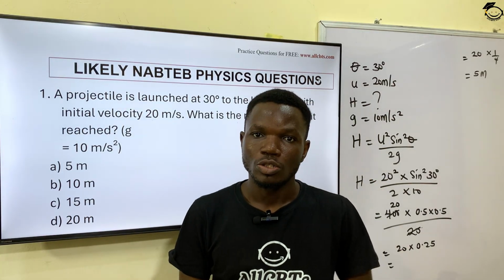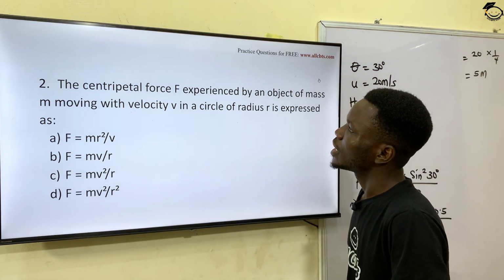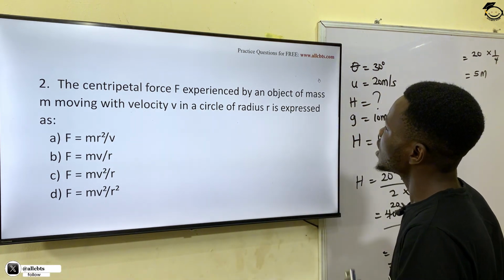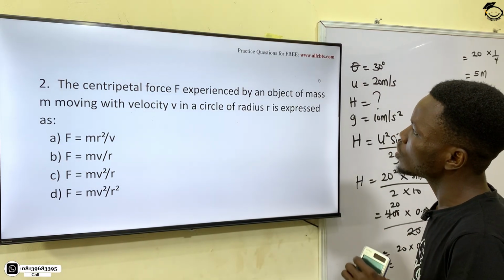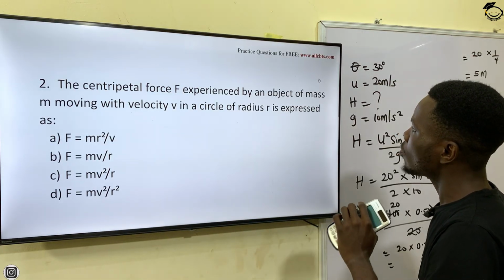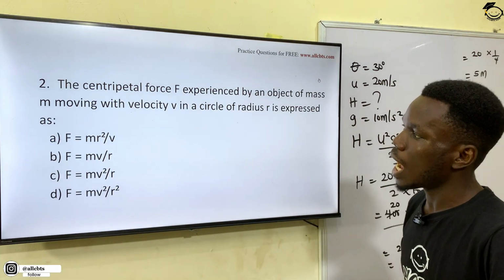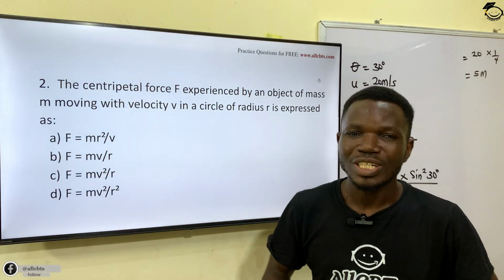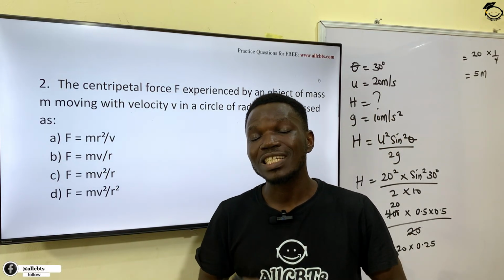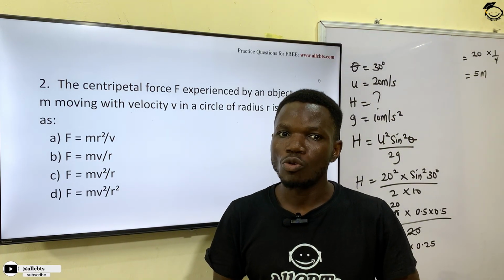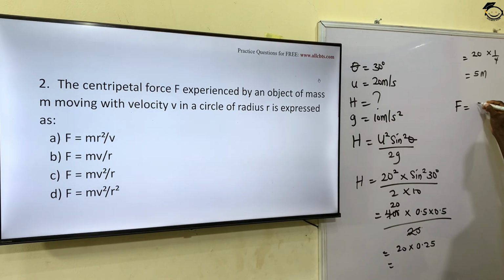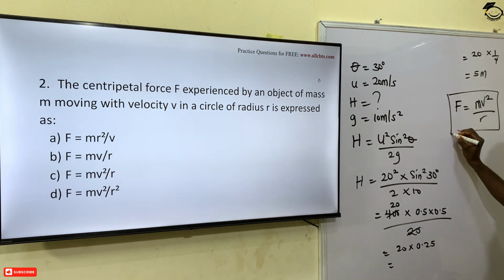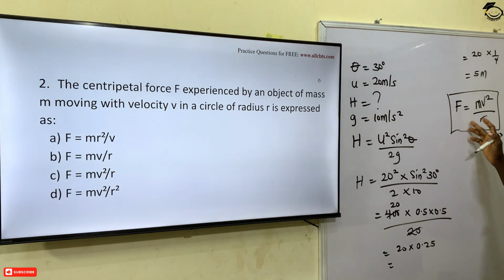So that takes us to question number 2, which says the centripetal force F experienced by an object of mass m moving with velocity v in a circle of radius r is expressed as. So what they're simply asking you in this question is, what is the formula for calculating the centripetal force in a circular motion? So we know that for circular motion, our centripetal force F is equal to mv squared over r.